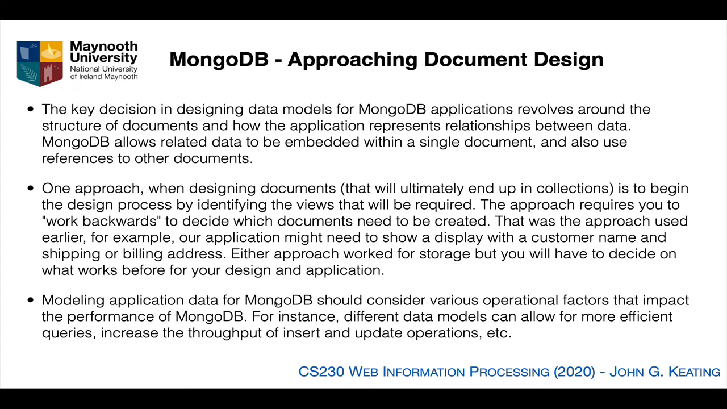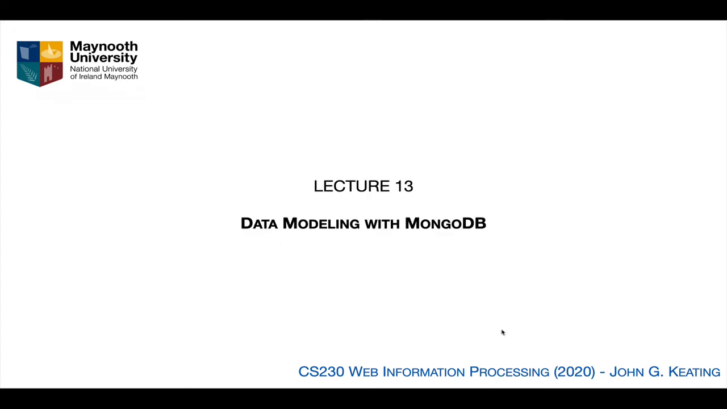Modeling the application data from MongoDB should consider various operational factors that impact performance as well. Different data models can allow for more efficient queries and increase throughput of insert and update operations, etc. So you need to think about that too when you're designing at the big scale. But you can think about it at the small scale as well, of course, because good practice early on will lead to good practice later on.